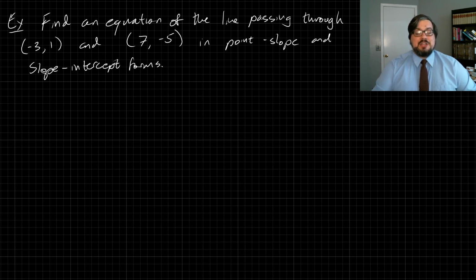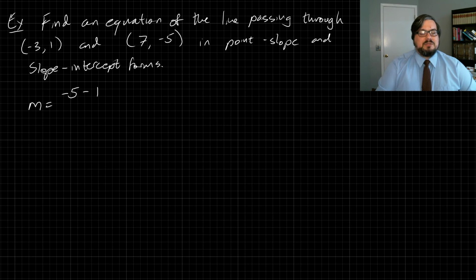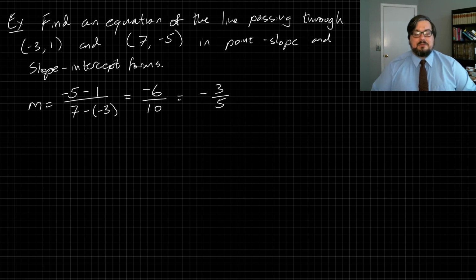Now again, as the name suggests, to get an equation in point slope form, I need a point on the line and I need the slope of the line. Well, I don't have the slope of the line, but I do have 2 points, and that's enough to figure it out. So step 1, as always, is to find the slope of the line. So I'll take the difference in the y values, so negative 5 minus 1, and then the difference in the x values, so 7 minus negative 3. That gives me negative 6 over 10, and then I'll simplify that down to be negative 3/5. So now we have the slope of this line is negative 3/5.